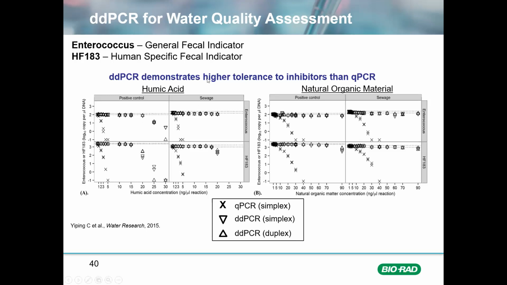But what you can see is that for both humic acid and natural organic material, for both targets, qPCR in general was not tolerant to PCR inhibition. Even small amounts of the inhibitor resulted in large inhibition, where ddPCR was much more tolerant over a large range.